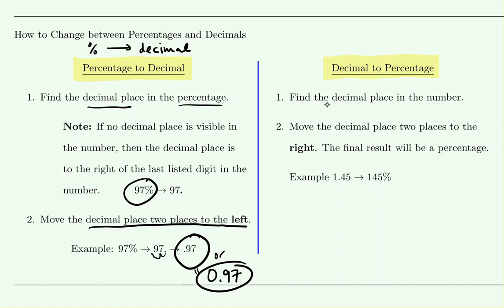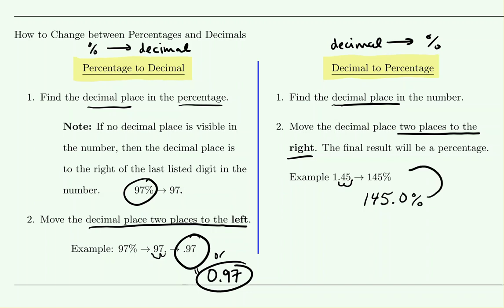You start in the same place. Again, we find the decimal place. And then if we're going from decimal to percent, once we've identified the decimal place, we then move the decimal place 2 places to the right. So we're reversing our order. And the final result will be a percentage, so we do want to write the percent symbol. If we start with the decimal 1.45, to turn that to a percentage, we find the decimal place here. We move 2 places to the right, and then add the percent symbol, so it's 145.0%, or you could write it more efficiently as just 145%.